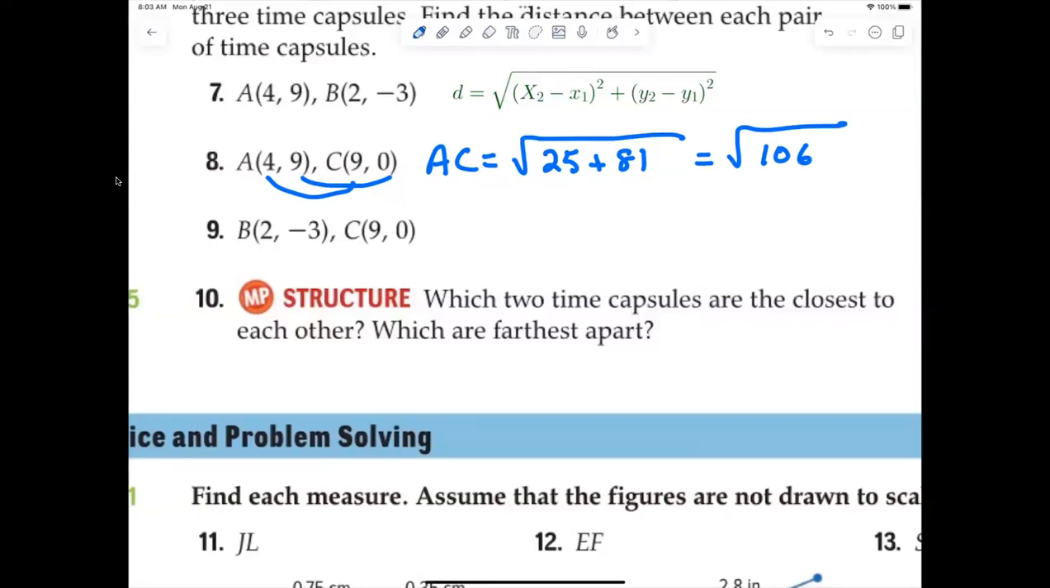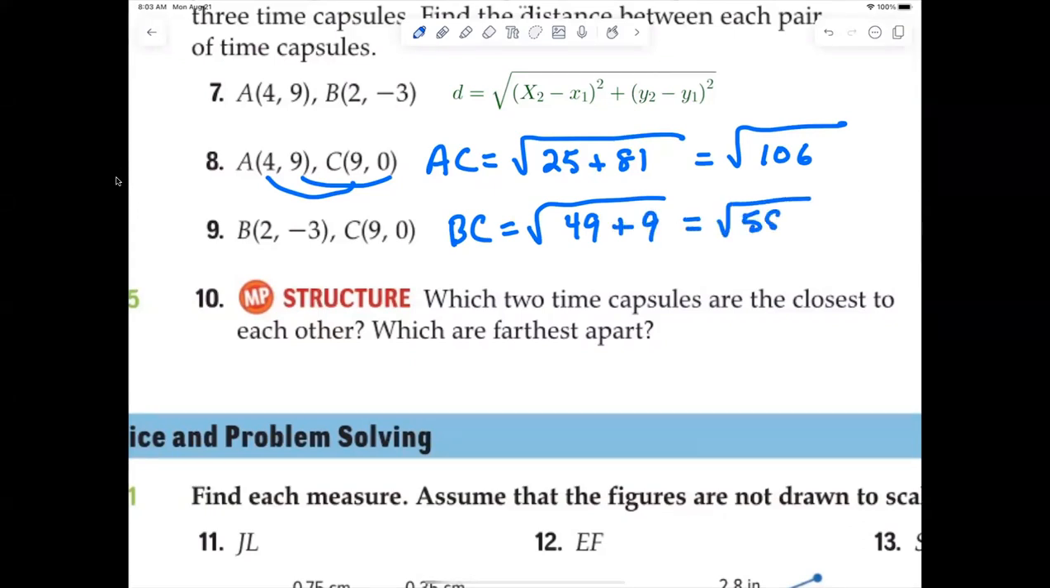All right, so let's do BC just to show you how simple. BC is equal to the square root. So from 2 to 9 is how much? 7. 7 squared is 49. From -3 to 0 is 3. 3 squared is 9. 49 plus 9. 58. 2 times 29 is 58, so it doesn't break down. So the square root of 58 is okay. Anybody have any problems with that?